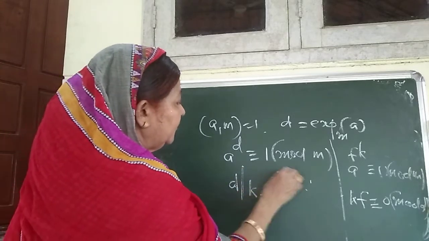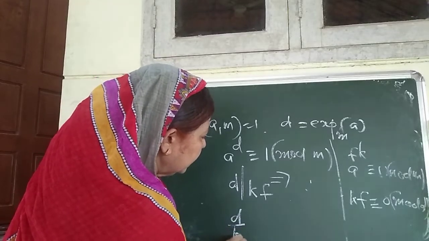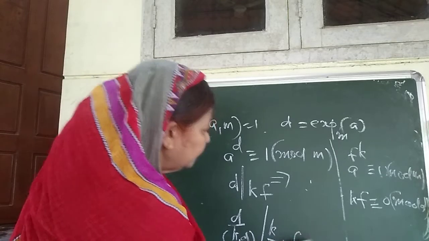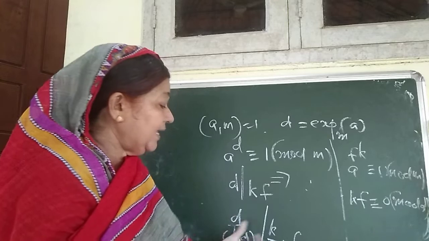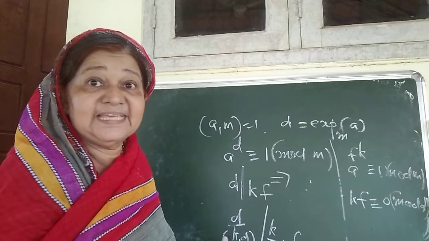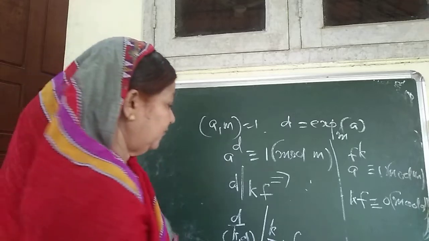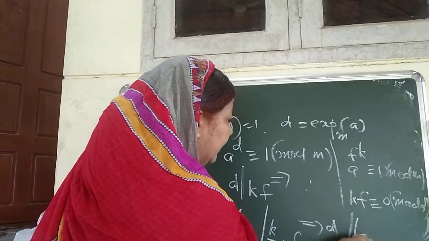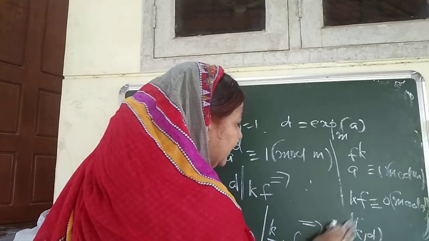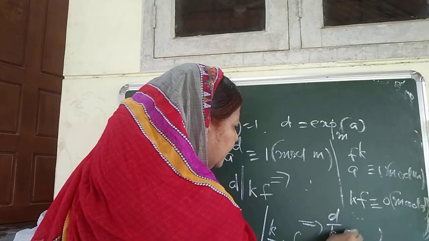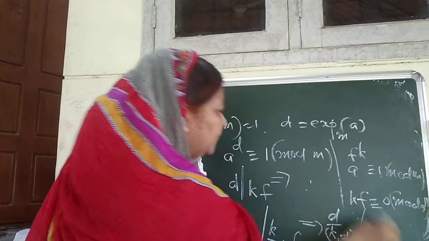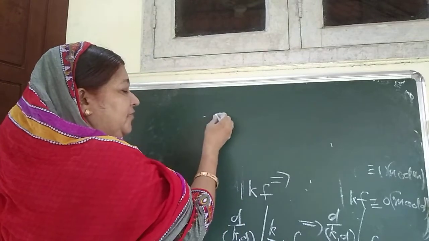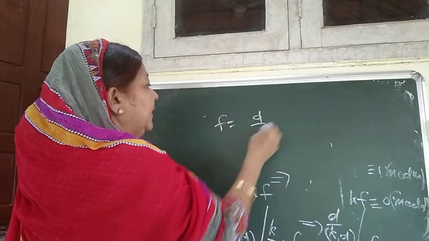Then d by kd also divides k by kd into f. But d by kd and k by kd are relatively prime since kd is the GCD of k and d. Therefore, by Euclid's lemma, d by kd divides f, or f is a multiple of d by kd.